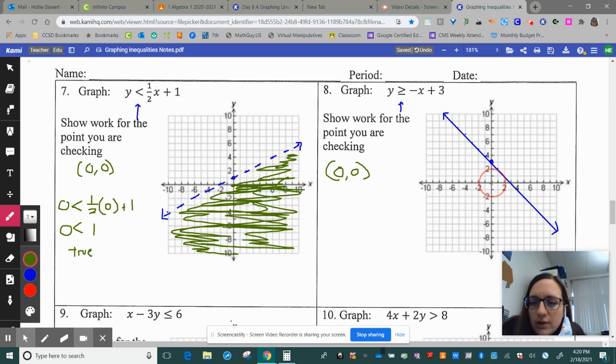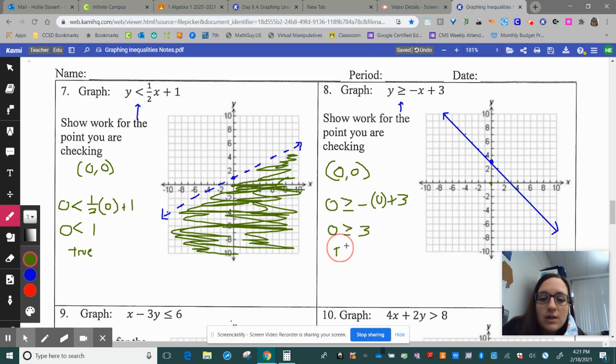So we're checking 0, 0, this point right here. Okay, so we're going to check 0, 0. We have 0 for y greater than or equal to negative 0 plus 3. And as some of you are like, there's no such thing as negative 0. True. Technically, it's negative 1 times 0, which is 0. And 0 plus 3 is 3. Okay, is 0 greater than or equal to 3?